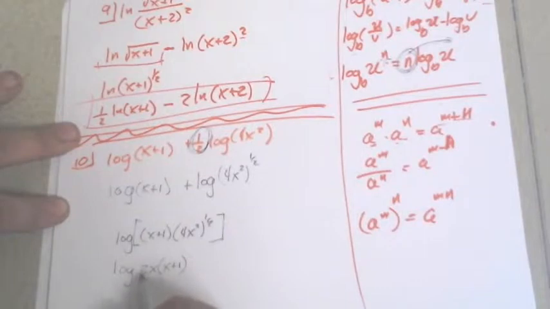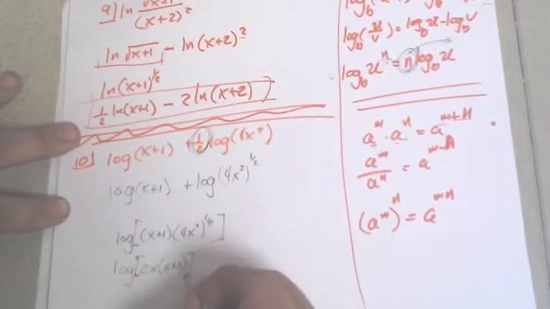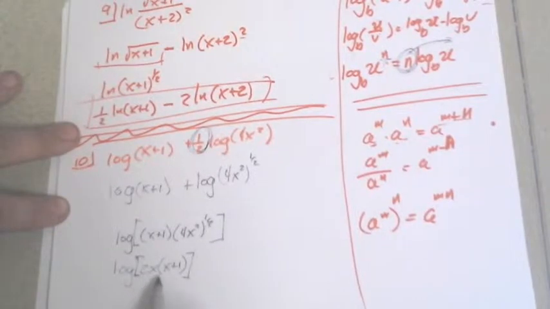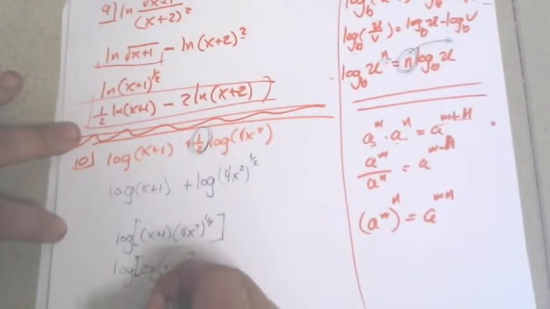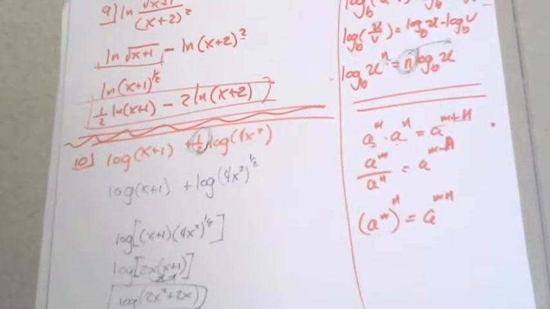So the common log of, just to be clear, I'm putting my brackets in, the common log of 2x times x plus 1. And, depending on what you're wanting this to look like, you can distribute that in. So common log of 2x squared plus 2x. So that would be the fully condensed answer, written as a single logarithm.